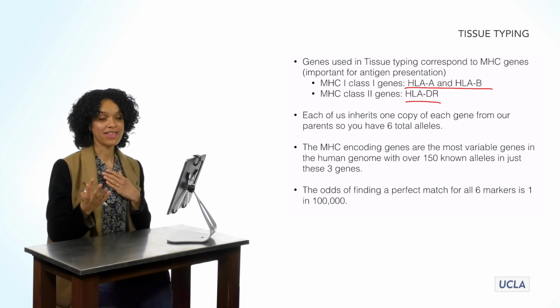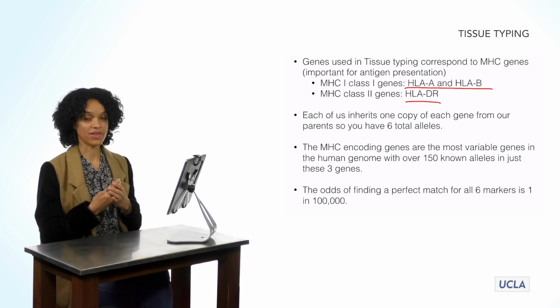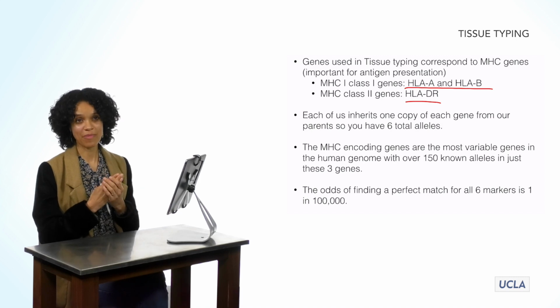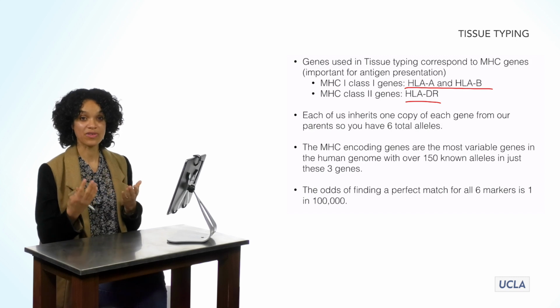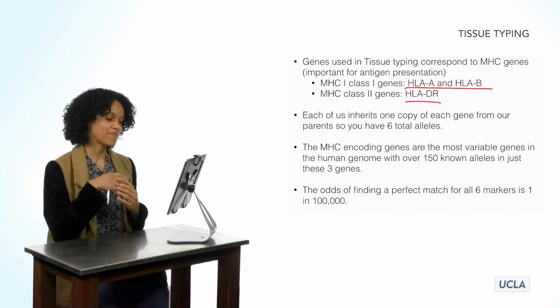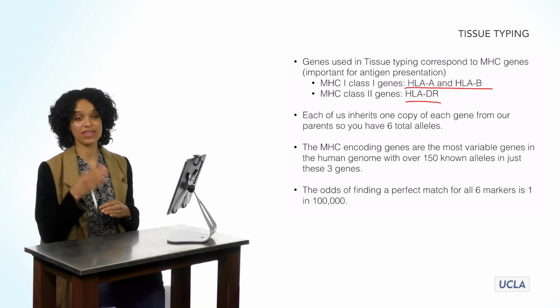And because these are antigen binding genes, they're highly variable in terms of their sequence. They don't go through VDJ recombination the same way that our T cell receptors do, but they are highly variable loci. So there are over 150 known alleles at these 3 genes. That means that there's a lot of complexity in trying to match a donor to a recipient. You only have a 1 in 100,000 chance of being a perfect match in these 6 markers.